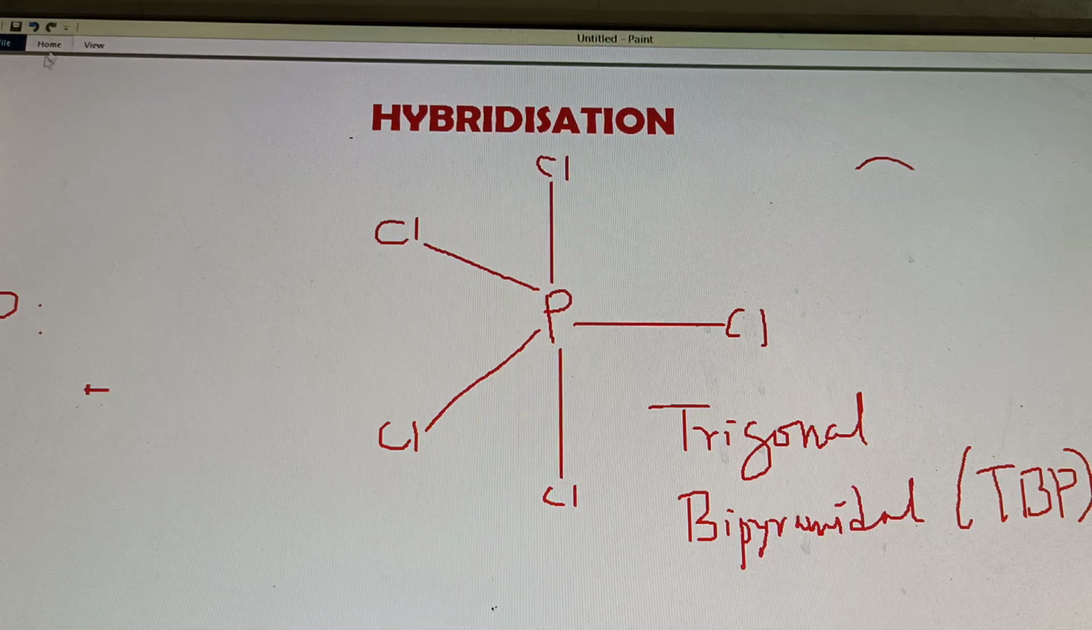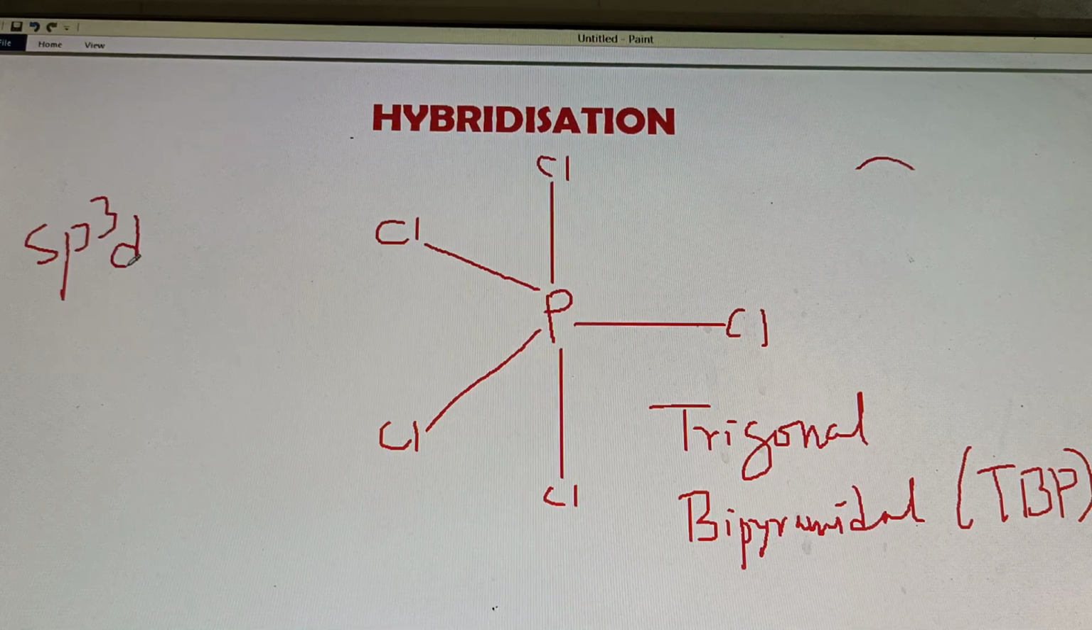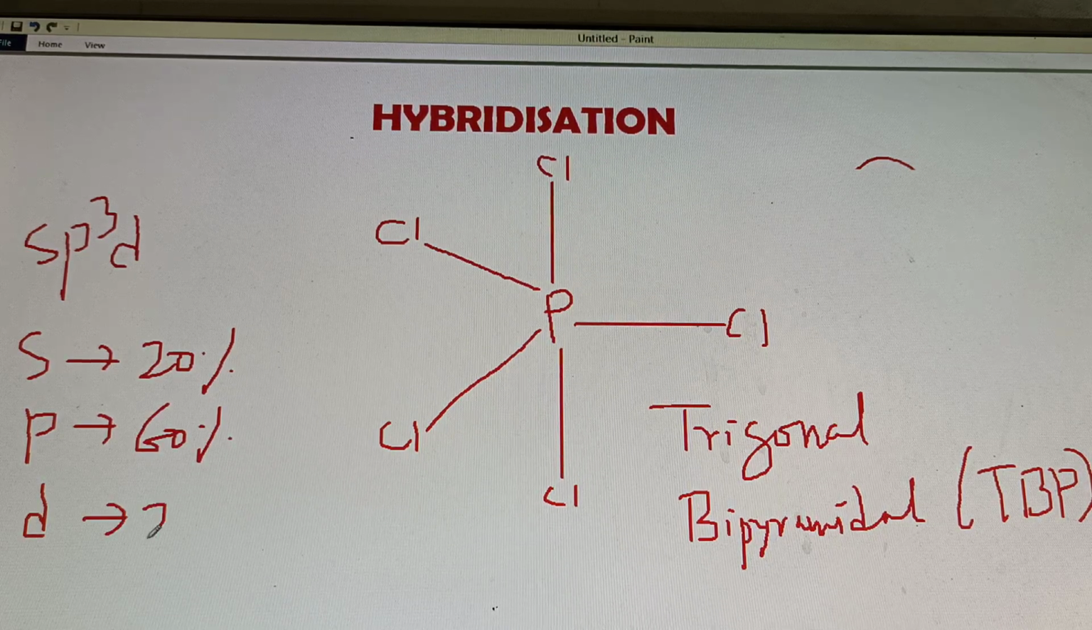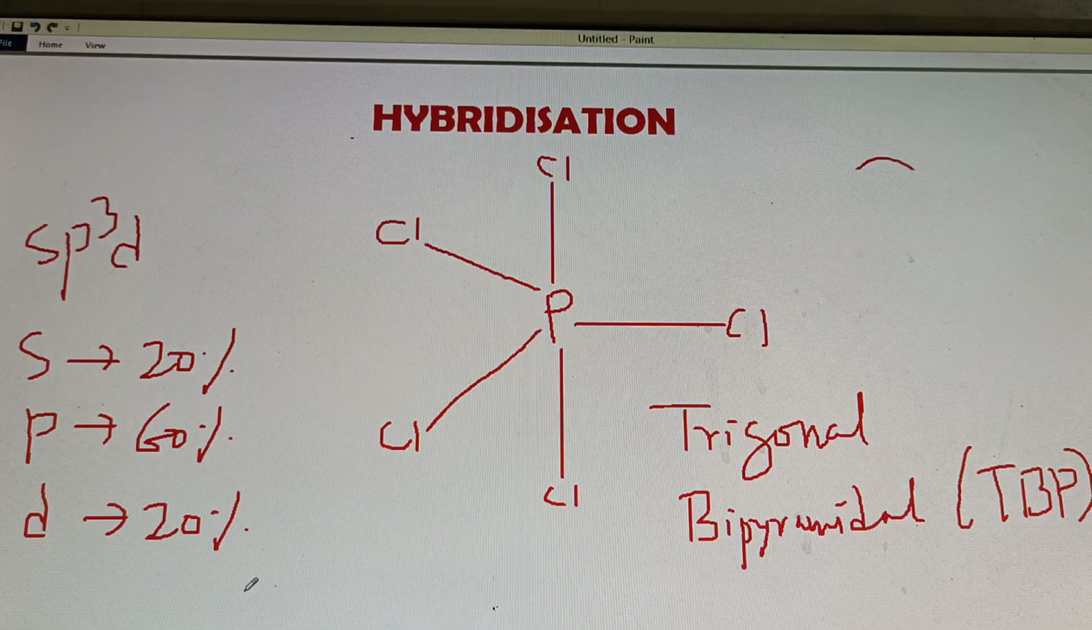In that case, what is the percentage of s character in sp3d? Total 5, so S will be 20%, P will be 60% and D will be 20%. Clear? So this is TBP structure.